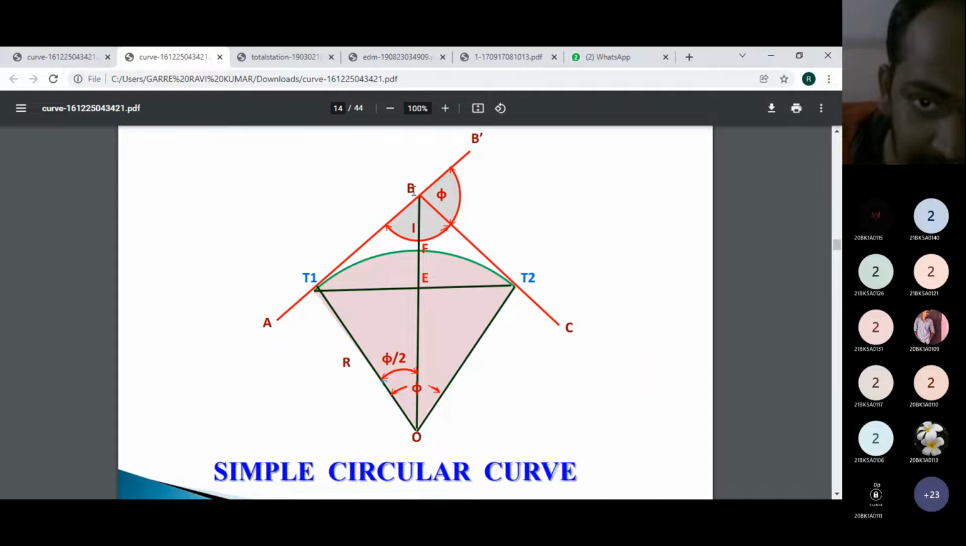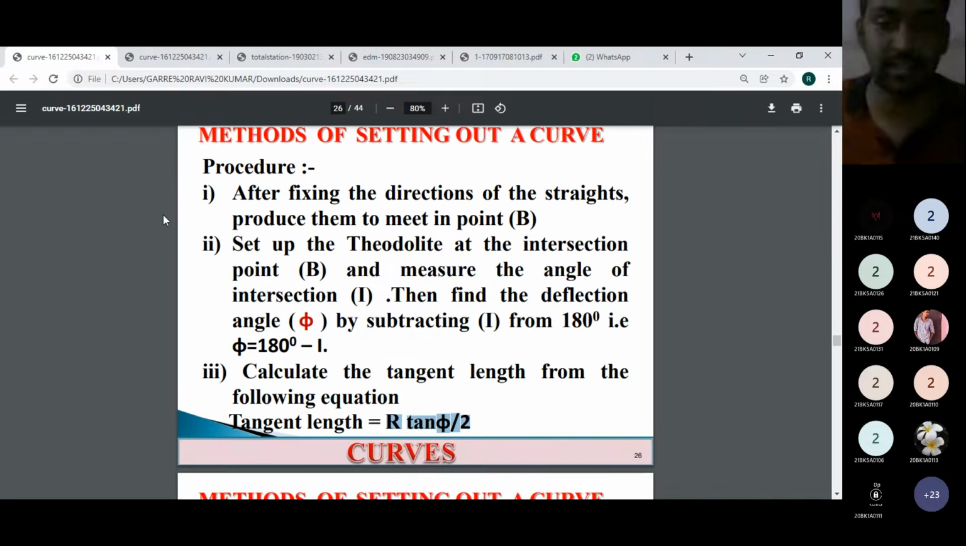After calculating that length, we have to set up a peg at T1 and a peg at T2. T1 is the starting point of the curve on the AB line, and T2 is the ending point of the curve on the BC line. Then from T1 and from T2 at regular intervals we have to set up pegs. The regular intervals can be calculated by using the Rankine's method, which has a separate derivation that we will discuss hereafter. At regular intervals we will set up pegs, and then we will draw a line through the pegs, so it will form a curve.